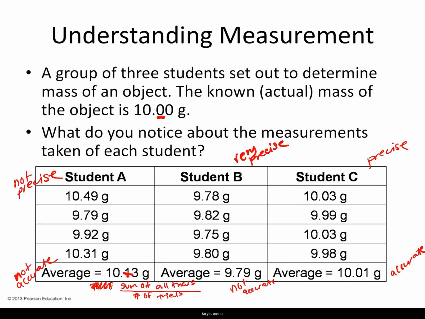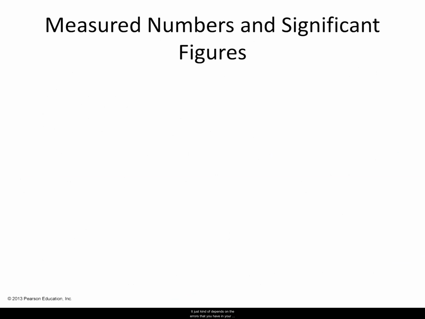So you can be precise and accurate, you could be just precise and not accurate, you could be neither, you could be accurate and not precise, just kind of depends on the errors that you have in your experimentation.